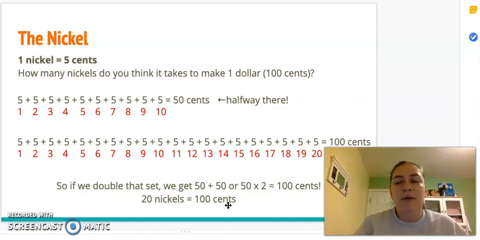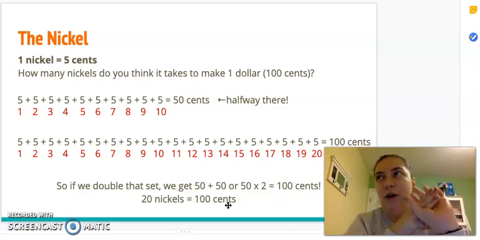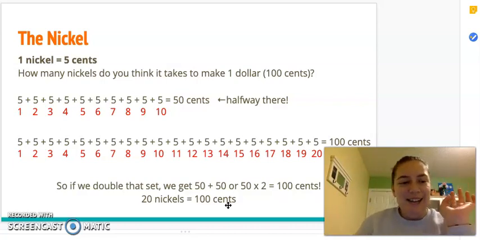And there's one more coin we're going to go over today. Think in your head, okay, we've gone over quarters, dimes, nickels. What is the one that we are missing? You're right! You guessed it!